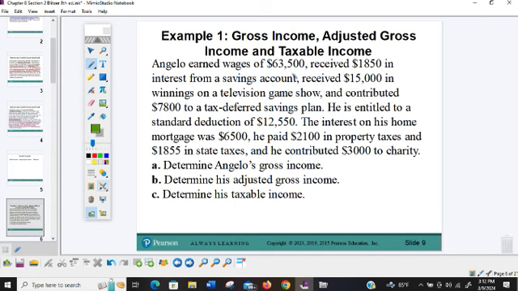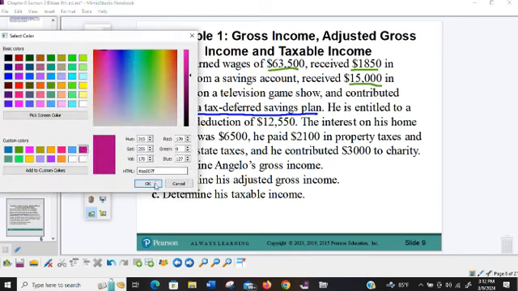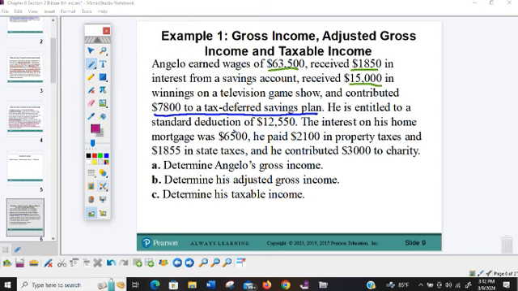Angelo earned wages of $63,500. He received $1,850 in interest from a savings account, and he received $15,000 in winnings from a television game show. So all of this is money that he's going to have to count. Now he contributed $7,800 to a tax-deferred savings plan, so he's going to get to take that off. He is entitled to a standard deduction. If he can get more itemized items than $12,550, he's going to want to itemize.